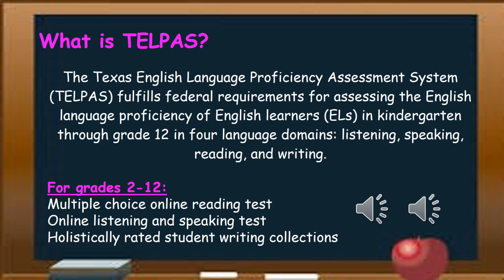In each of these domains, a student can receive one of four different scores: B for beginning, I for intermediate, A for advanced, or H for advanced high, which of course is the highest level for that student.